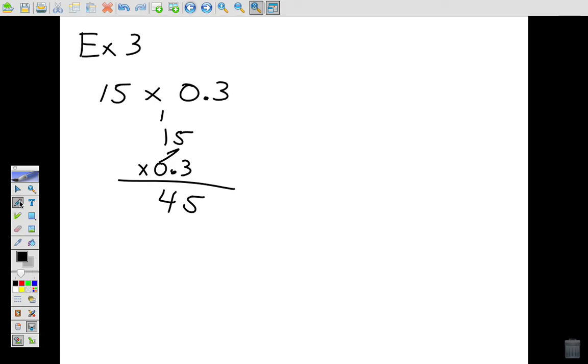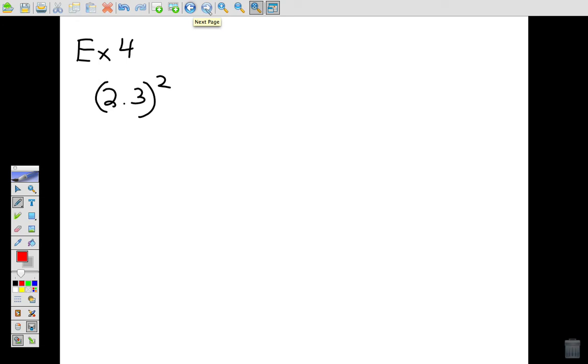All right, now I place the decimal. On the top number, the decimal point wasn't moved. It's still right there. On the bottom one, though, it was moved once. So the total is once. So we move one time, and my answer is 4.5.